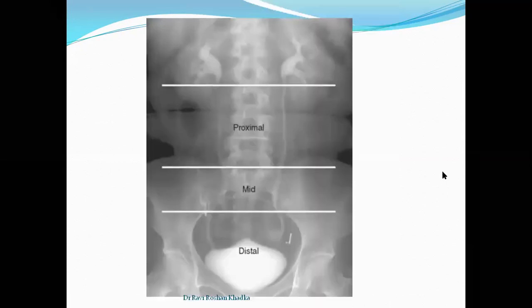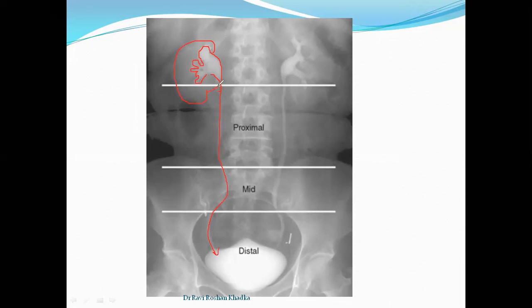IVU is also essential for ureteric stone. This is around a 25-30 minute film where you can clearly see two kidneys with the ureters and the bladder. This is the kidney on the right side. You can see the calyceal system, the pelvis, and follow this downward up to the bladder. Similarly, you can do the same on the left side.